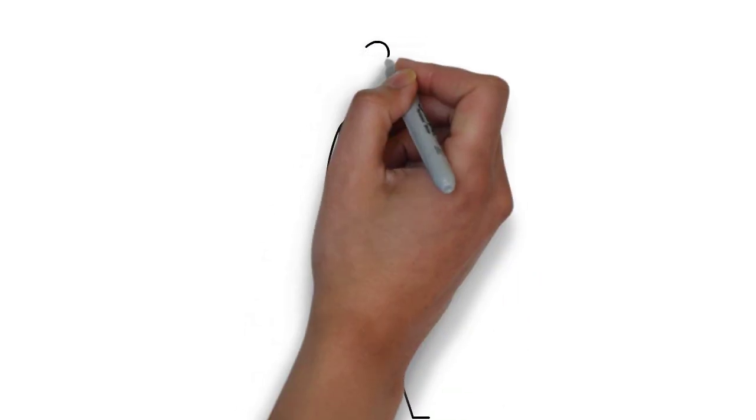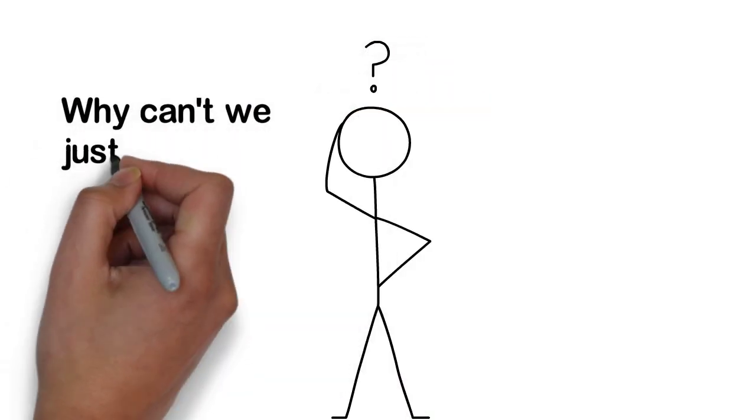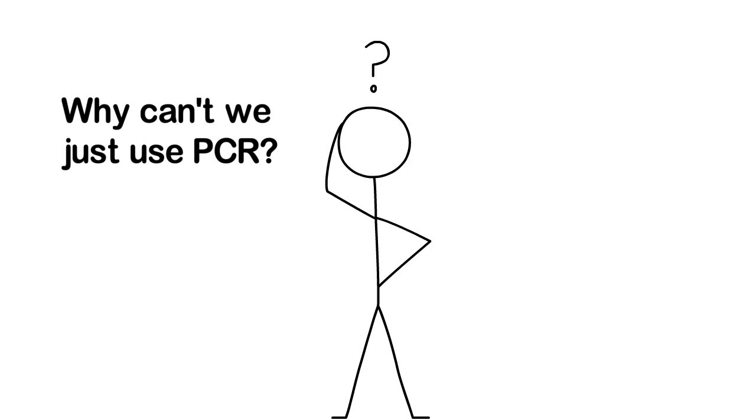To start off, take a moment to think. Why do you think that standard PCR methods would have difficulty in amplifying CGG repeats? And how could this lead to barriers in diagnosis?